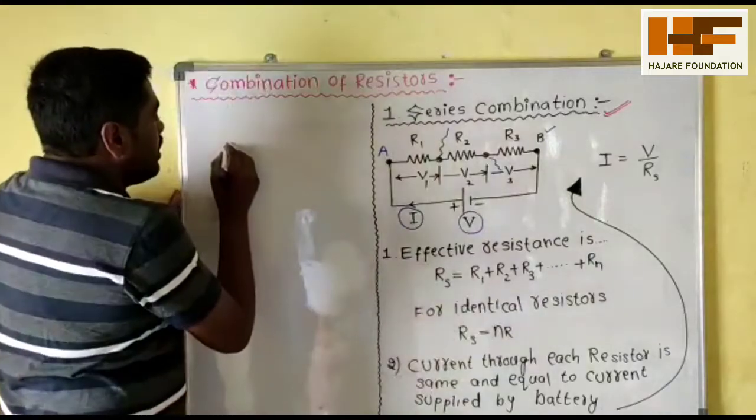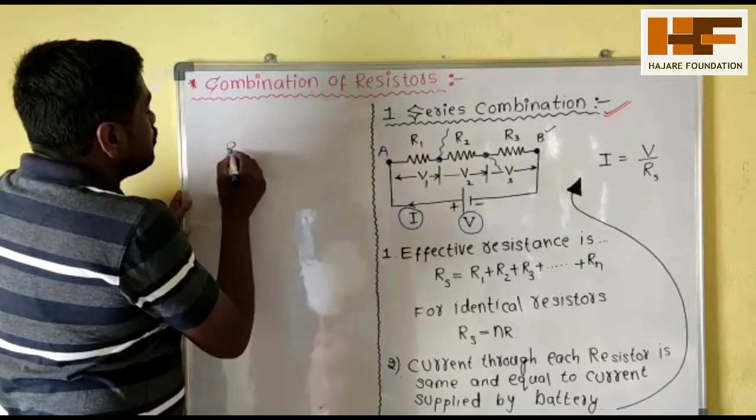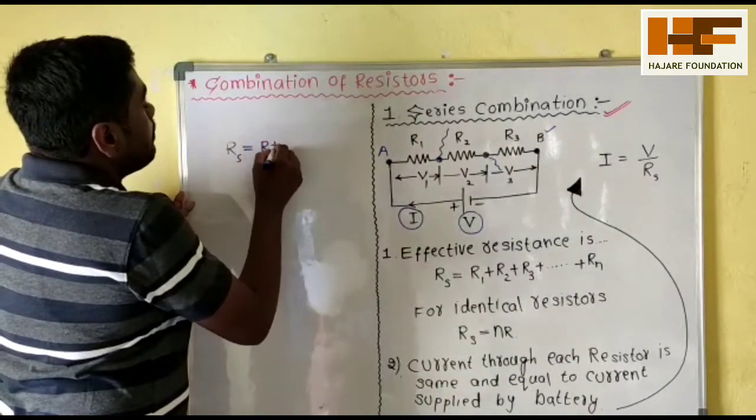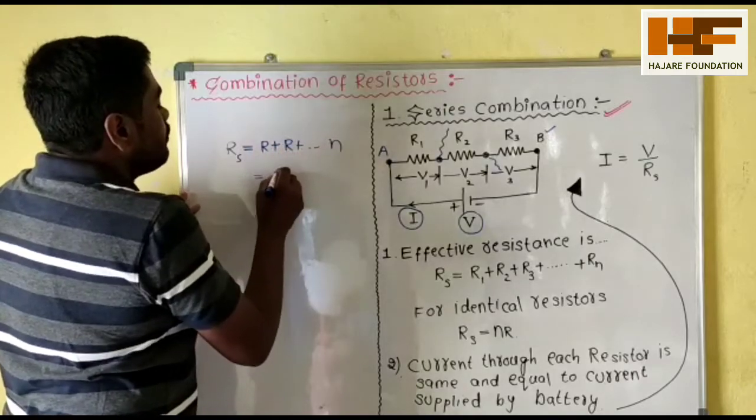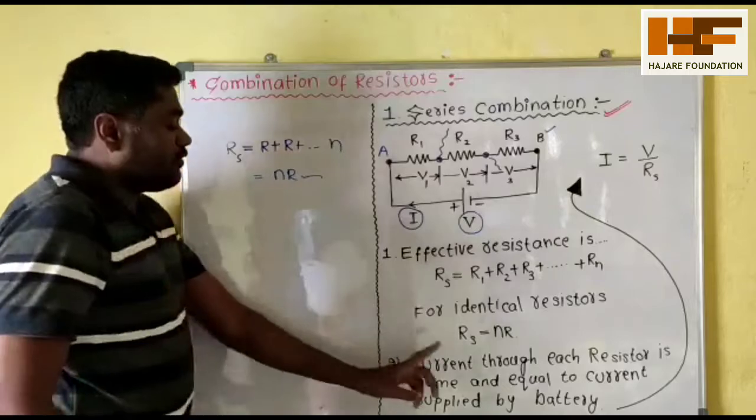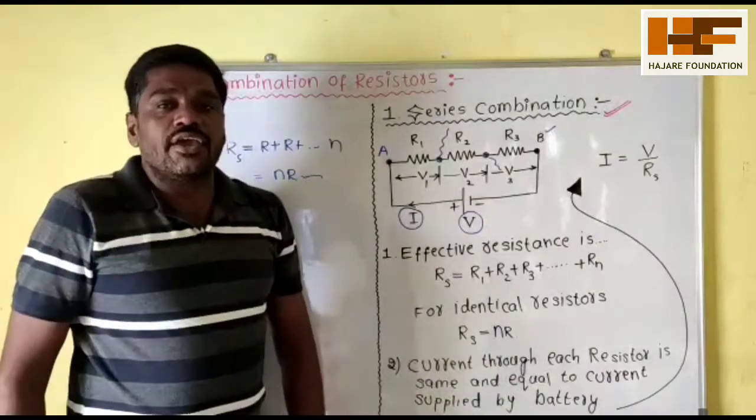Therefore, what can you get? Rs is equal to what? Rs is equal to R plus R, like that, how many times? N times. So N into R, that is NR. Therefore you get Rs is equal to N into R.